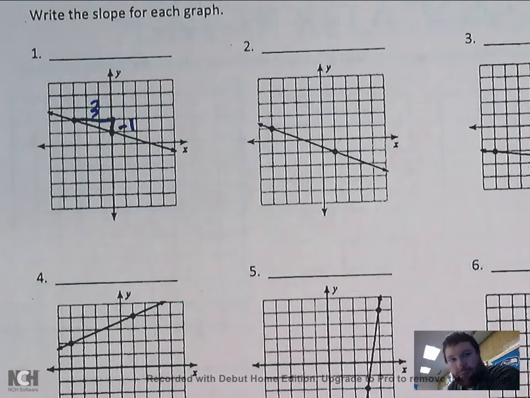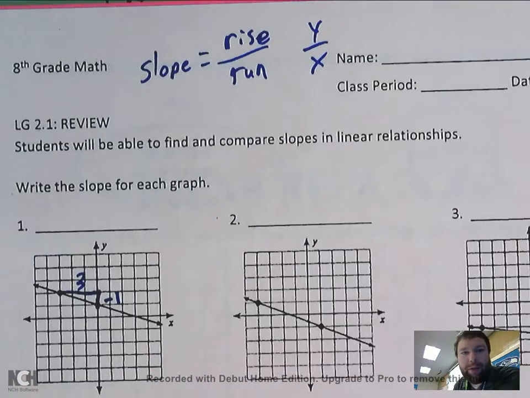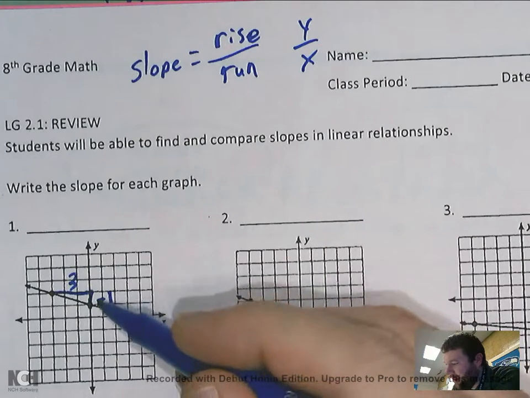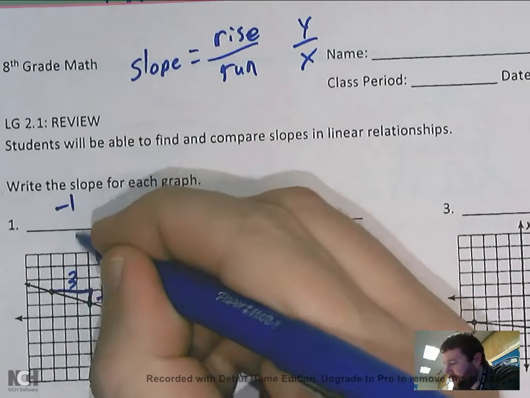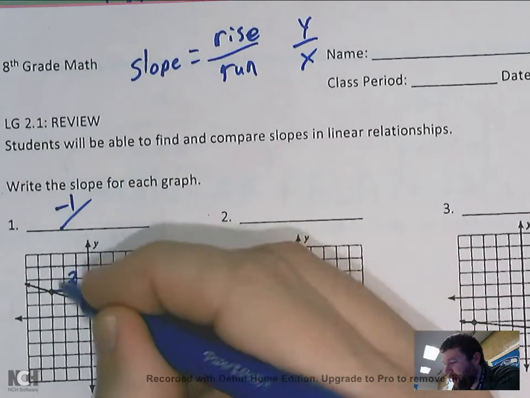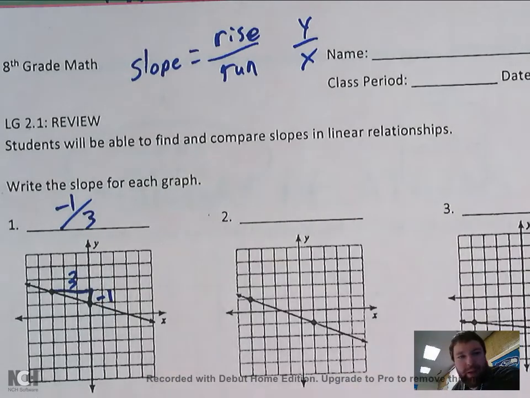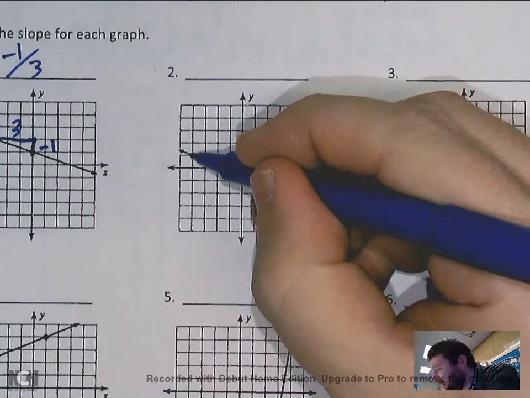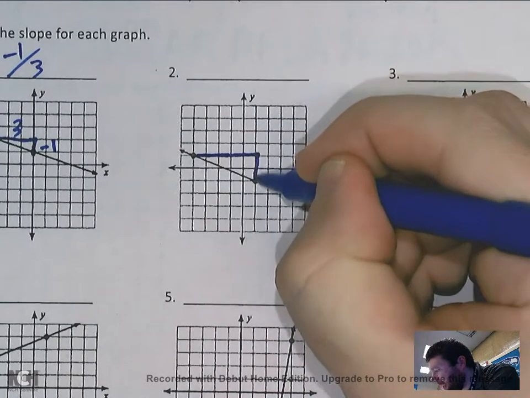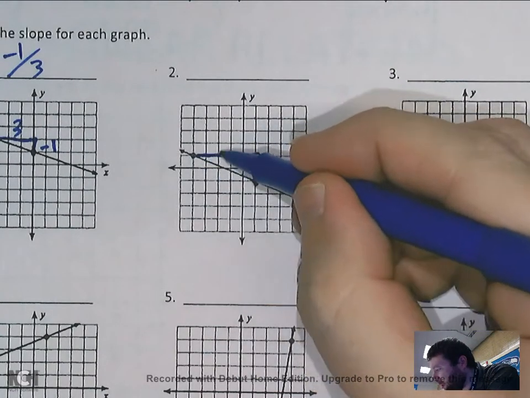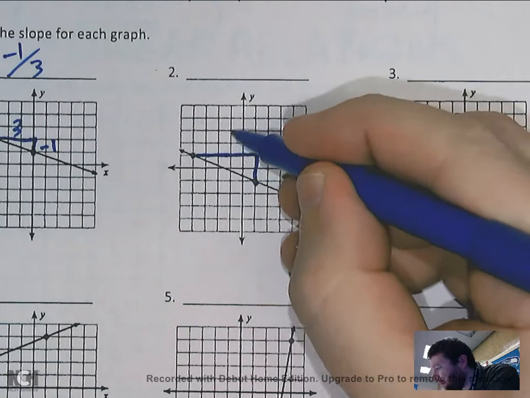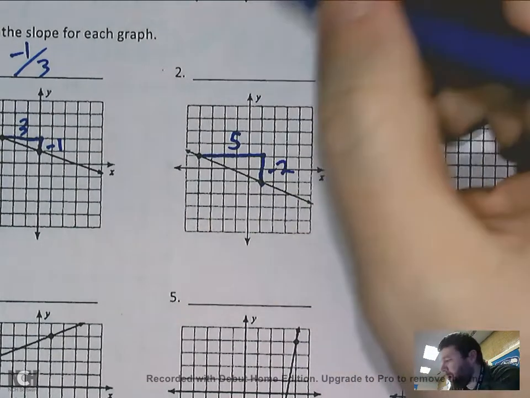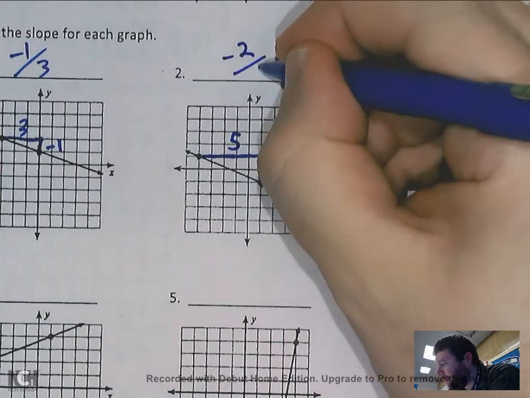So, to put it in slope, it's always the rise over the run, or the change in y over the change in x. This is the rise, right? So negative 1 would go on top, and then this is the run, so that's going to go on the bottom. It'd be negative 1 over 3. Okay, this one is going downhill as well, so it should be negative. It's going over 1, 2, 3, 4, 5, and going downhill 2. So its slope would be negative 2 over 5.